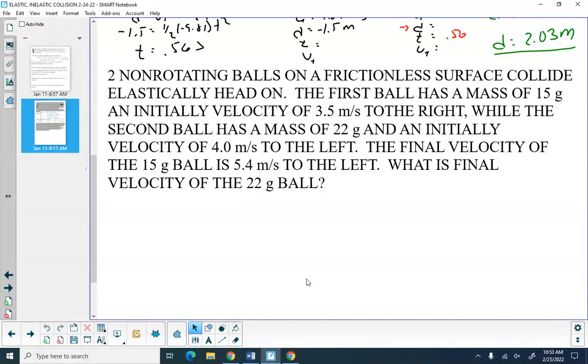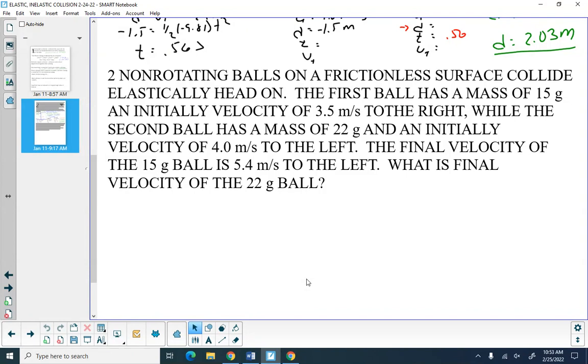They collide elastically head on. The first ball has a mass of 15 grams, initially a velocity of 3.5 meters per second to the right, while the second ball has a mass of 22 grams and an initial velocity of 4 meters per second to the left. The final velocity of the 15-gram ball is 5.4 meters per second to the left. What's the final velocity of the 22-gram ball?